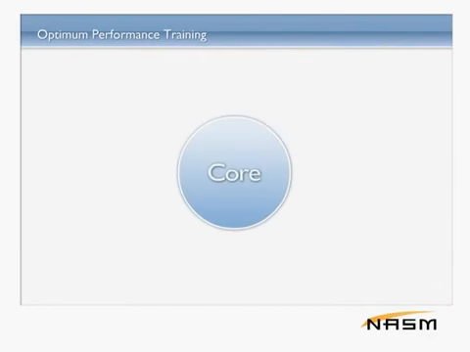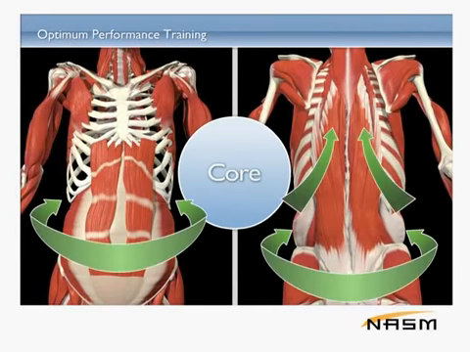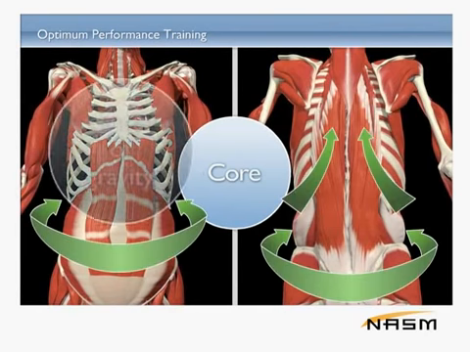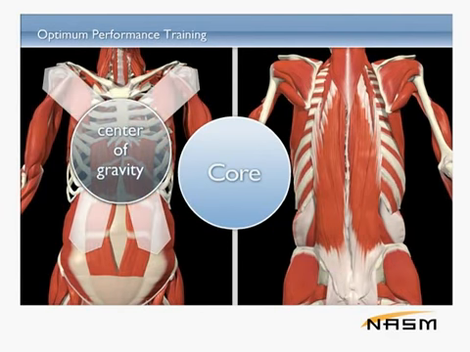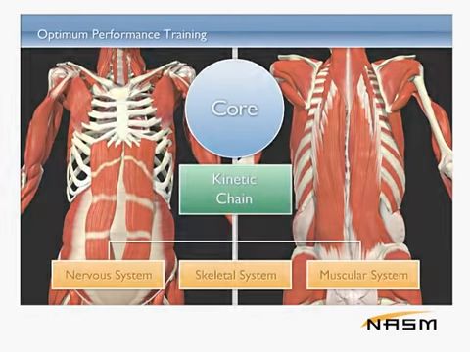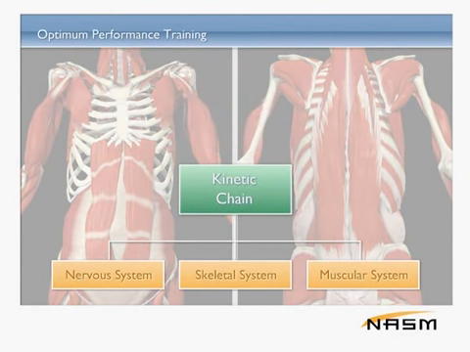The core has been defined as the lumbo-pelvic hip complex, thoracic, and cervical spine. The core is where the body's center of gravity is located and where all movement begins. An efficient core is necessary for maintaining proper muscle balance throughout the entire kinetic chain. There are 29 muscles that attach to the lumbo-pelvic hip complex.